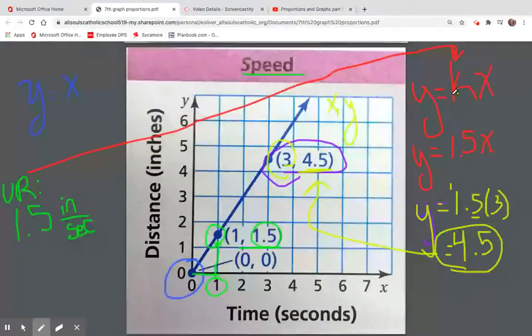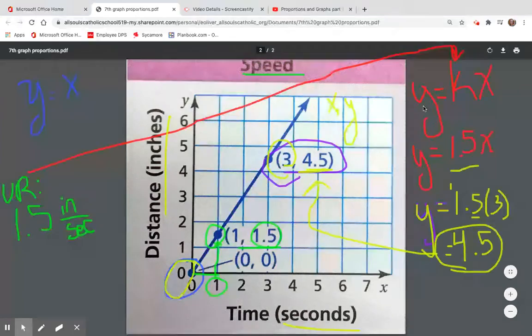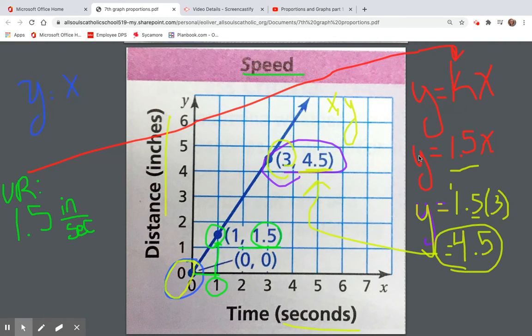So I know that my unit rate and my constant of proportionality is 1.5. I could tell that this was a proportional relationship because it was a straight line that passed through 0. And I'm comparing inches to time. I can now use this equation to find any growth in inches, any distance in inches, given a certain amount of seconds.